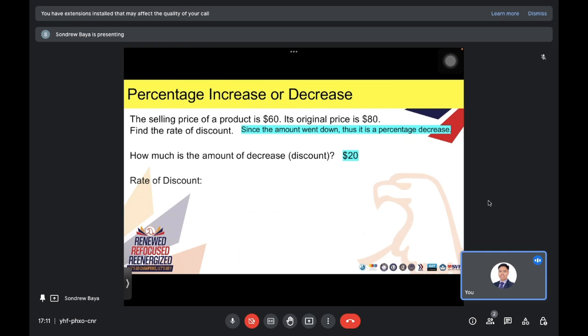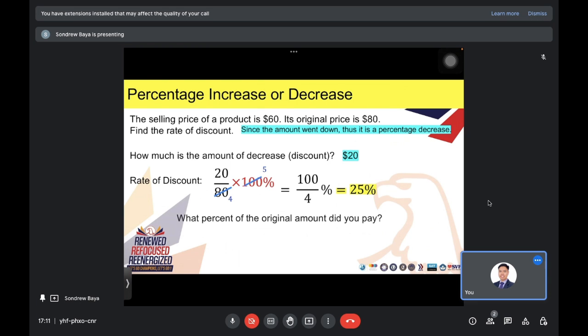So this will now be 20 out of 80, convert it into a percentage, simplify, this gives us 25%. So we say the rate of discount then is 25%. So the product is being sold at 25% off. That's why from 80, it became 60.